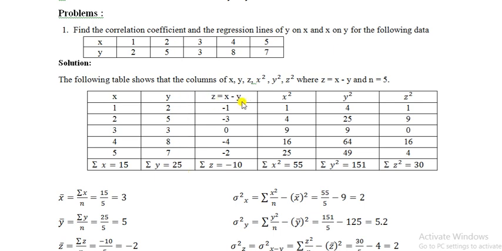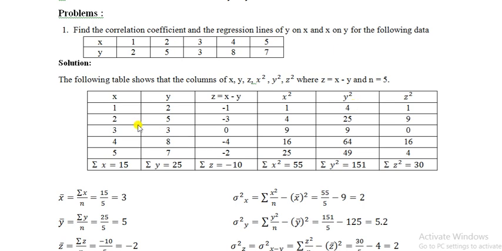Then z denotes x minus y. So subtract: 1 minus 2 is minus 1, 2 minus 5 is minus 3, 3 minus 3 is 0. Continue the same process and add the numbers, which gives summation of z as minus 10. Then the fourth column is x square. So x square means you have to square all the numbers of the first column. 1 square is 1, 2 square is 4, 3 square is 9, and so on, and adding these numbers gives summation of x square as 55.